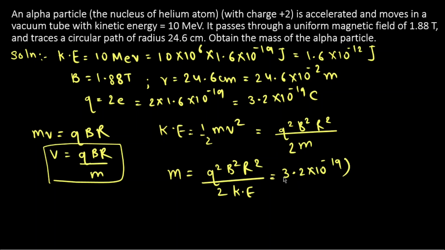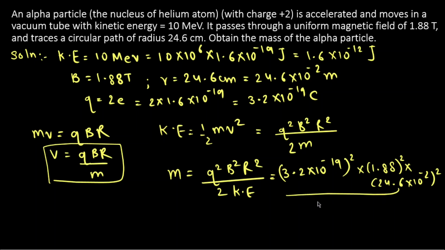Now let's put all these values, that is q square, that will be 3.2 into 10 raised to minus 19 square, into 1.88 square, into radius 24.6 into 10 raised to minus 2 square, divided by twice the kinetic energy, that is 1.6 into 10 raised to minus 12. And solving this we get the mass to be 6.844 into 10 raised to minus 27 kg.